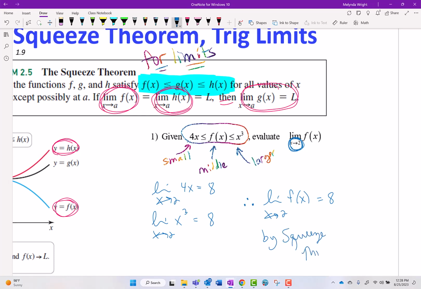It's okay if you don't remember the name, and it's okay if you don't write by squeeze theorem, as long as you show the parts of the squeeze theorem. We showed the limit of the little one and the limit of the big one are the same. Then we can conclude the limit of the middle one is the same as those. I want to pause there for a second. That's basically the squeeze theorem. There's really not much more to it than that.